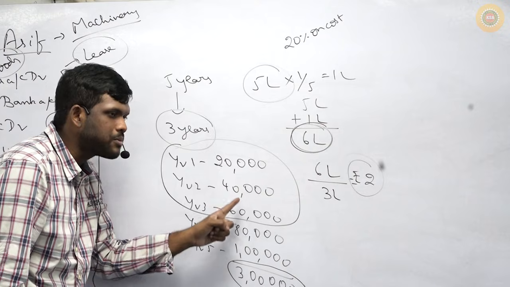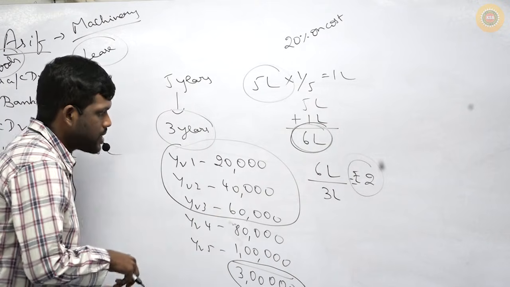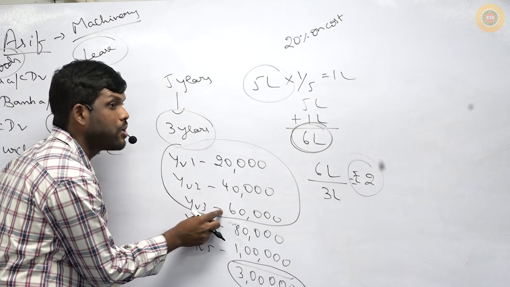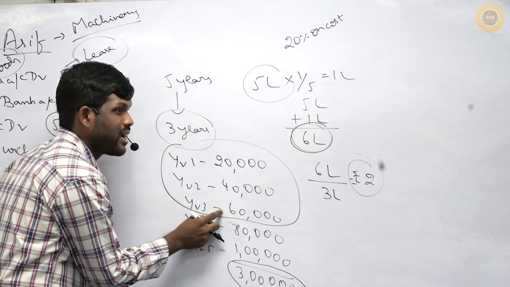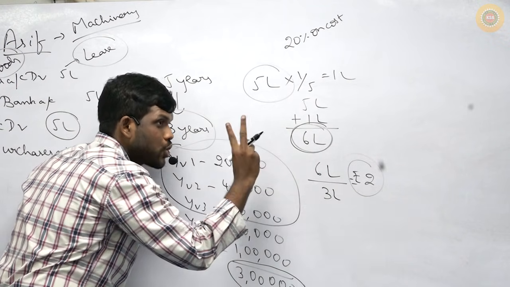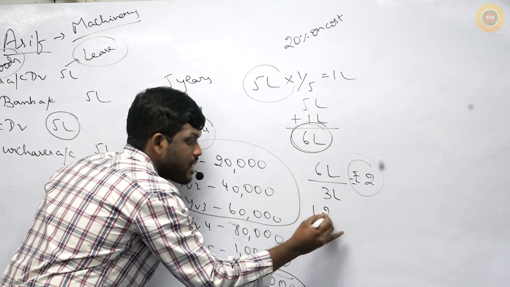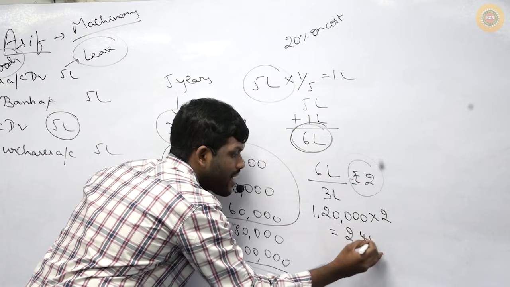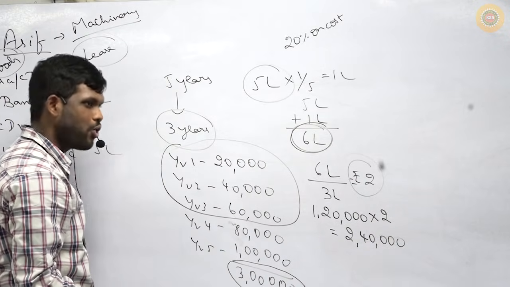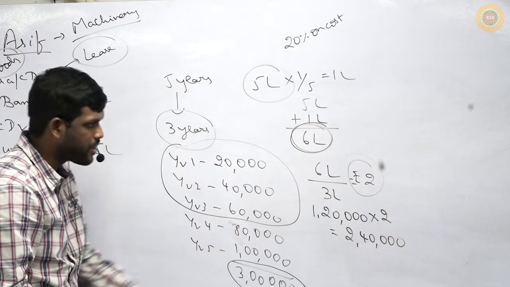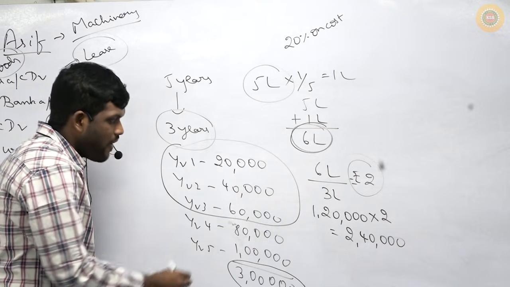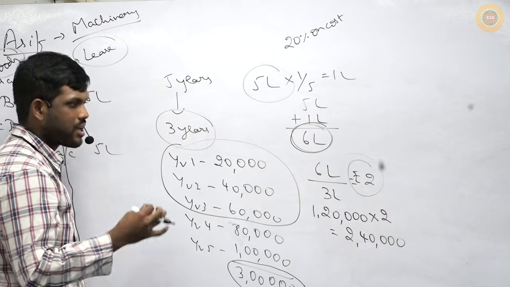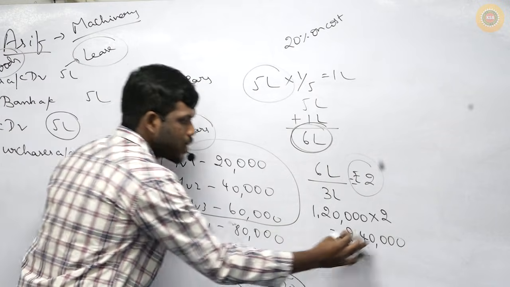I am going to use this machinery only for how many years? So 20, 60, 120. So for me how many units can I produce? 1 lakh 20. Per unit how much? 2 rupees. So in total how much does Asif have to charge me? 1,20,000 into 2, 2 lakh 40,000. Did you understand how Asif arranged this? So for a period of 3 years Asif will charge me 2,40,000.